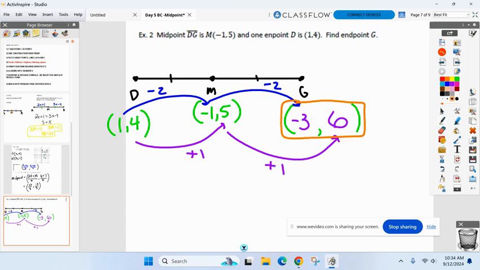Questions, comments, any concerns before we move on to your compass now? All right, here we go.